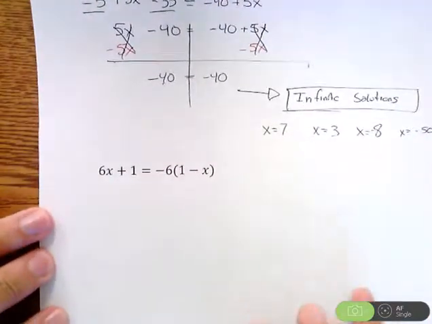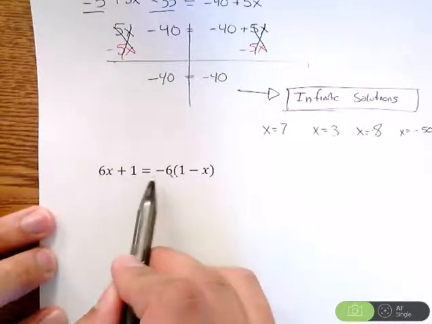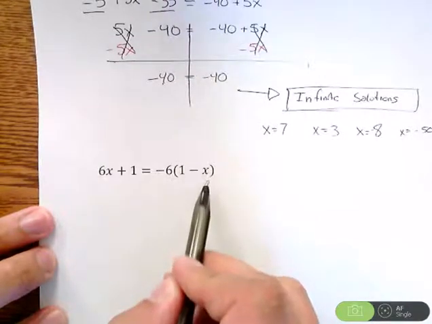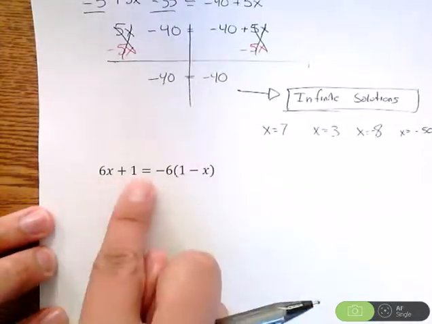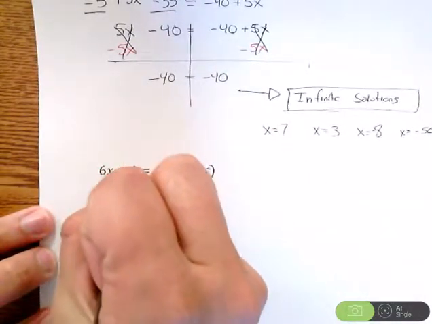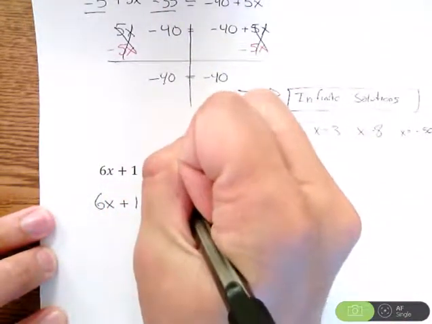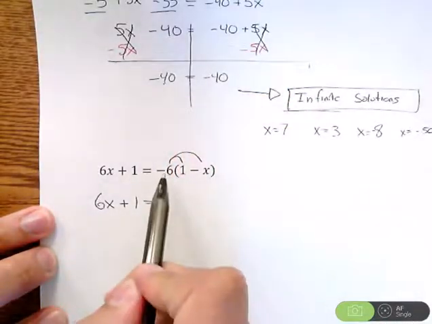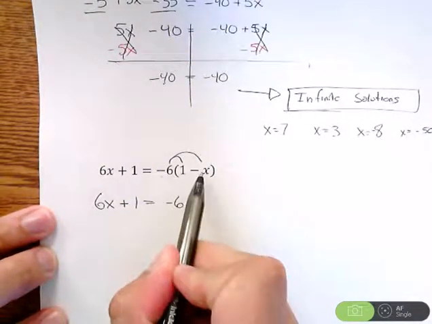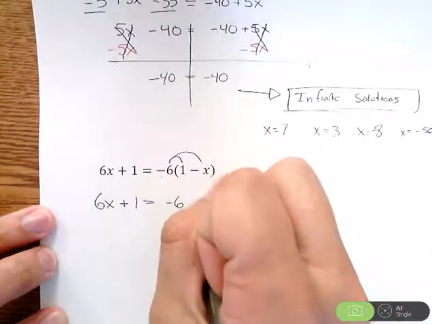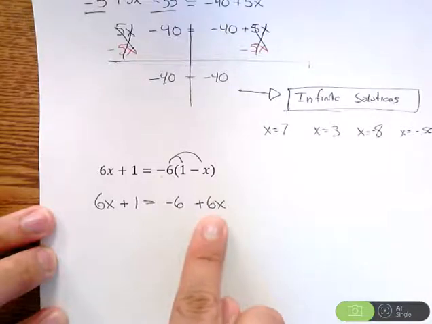Let me show you one more. Our second problem: 6x plus 1 equals -6 times (1 minus x). As always, I like to distribute and combine like terms on the left and right. On the left side, 6x plus 1, the 6x and the 1 are not like terms, so leave them alone. On the right side, we distribute the -6. -6 times 1 is -6, and -6 times -x, a negative times a negative, is a positive 6x. Nothing to combine there, so we leave that alone.